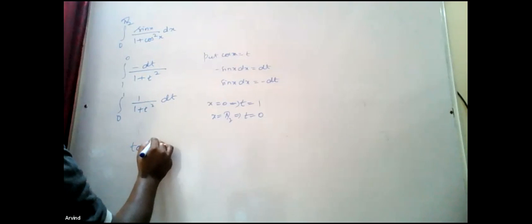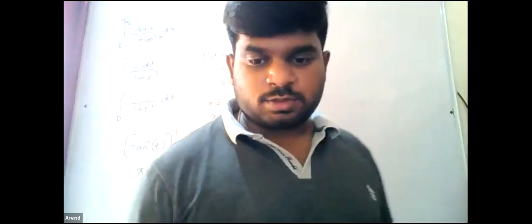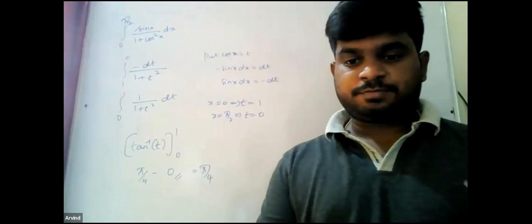Formula: the integral is tan inverse of t, from 1 to 0. So tan inverse 1 is pi by 4, minus tan inverse 0 is 0. Then pi by 4 minus 0 is pi by 4. It's easy. So it is by substitution, such questions.